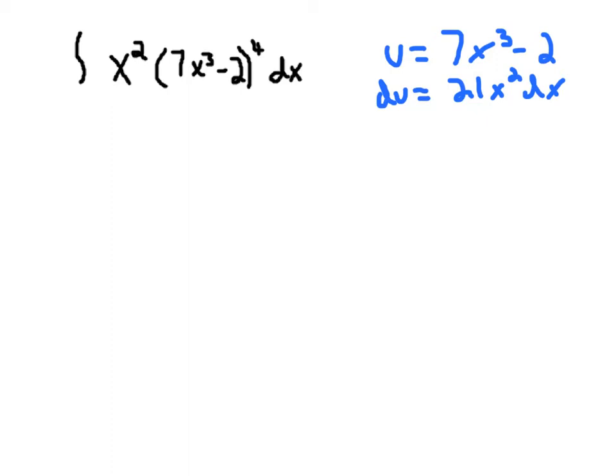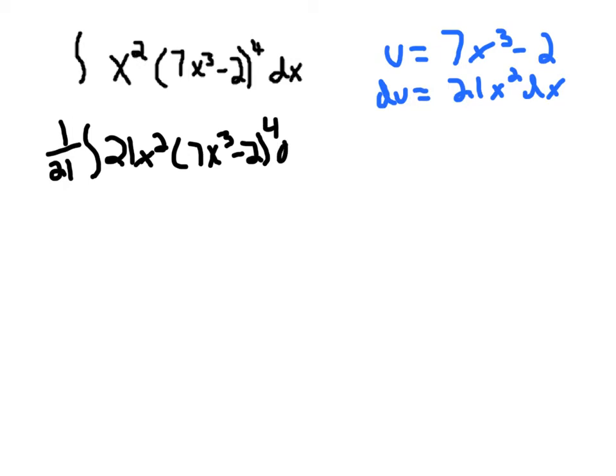Alright, so we can see that we're missing a 21 because the du is 21x squared. So in order to put a 21 inside the integrand, I need to put a 1/21 on the outside, so that way those two things cancel out. So I can rewrite this integral like this.